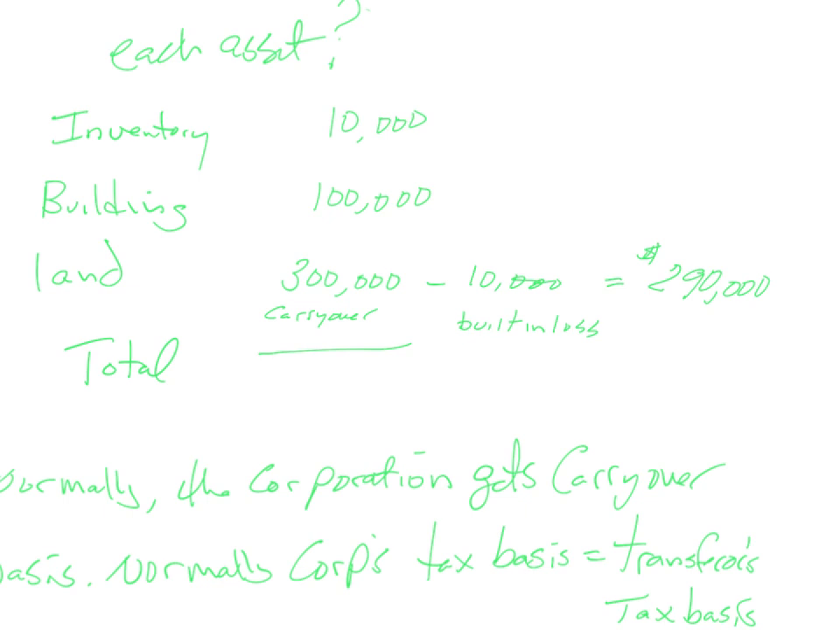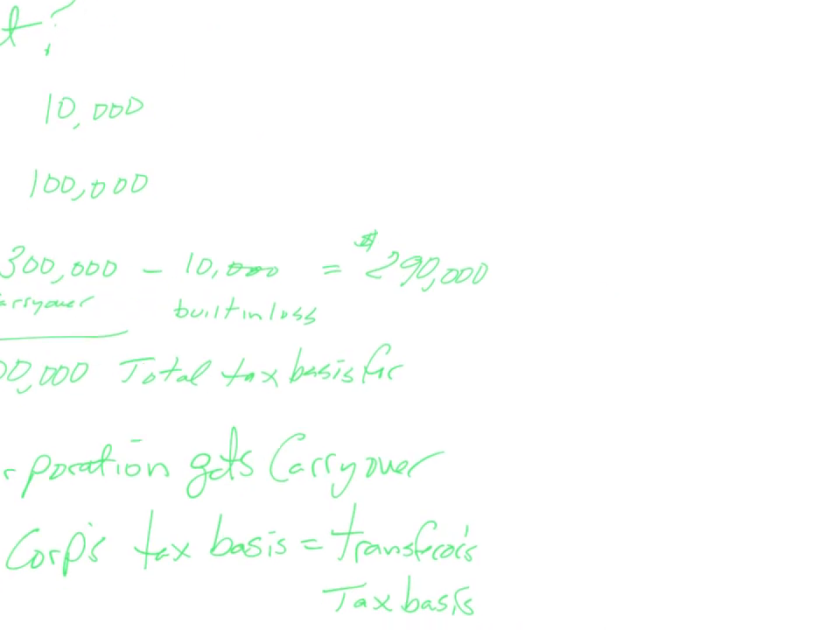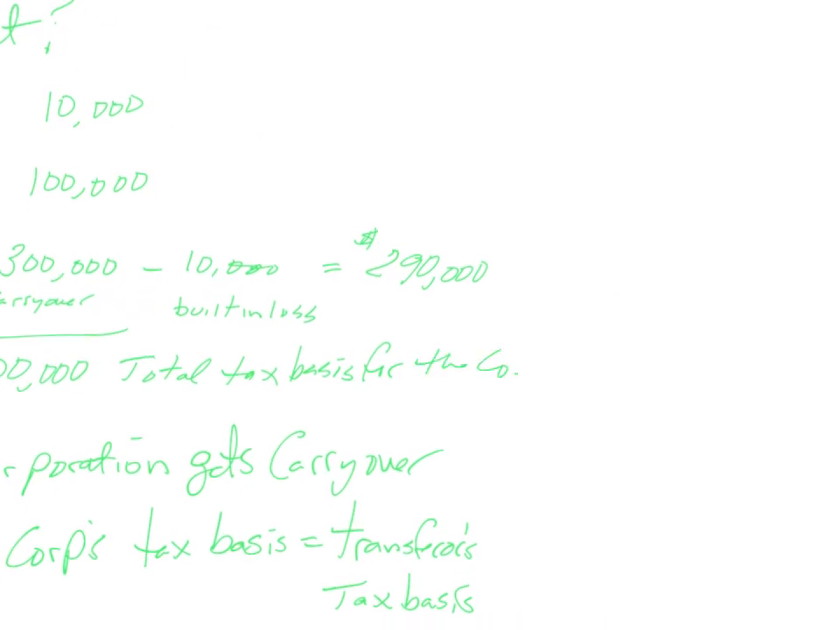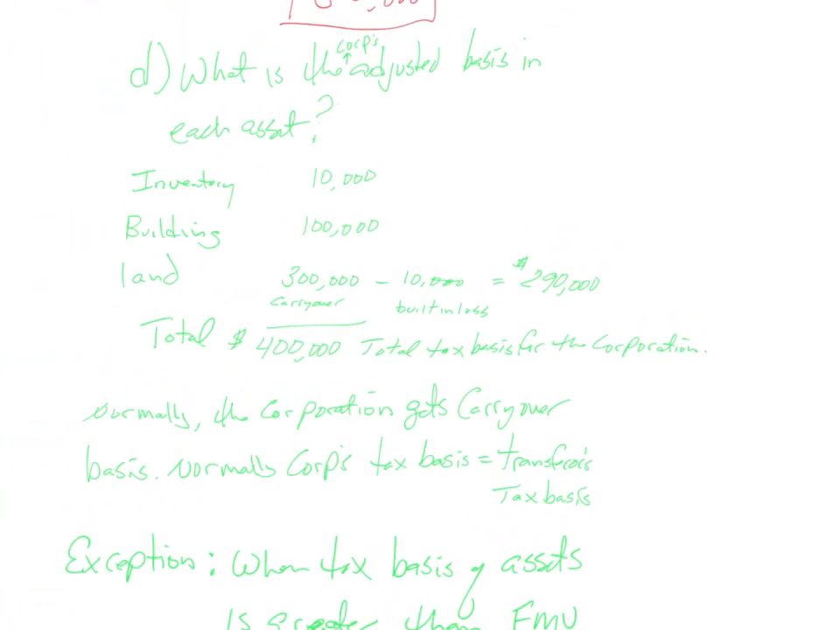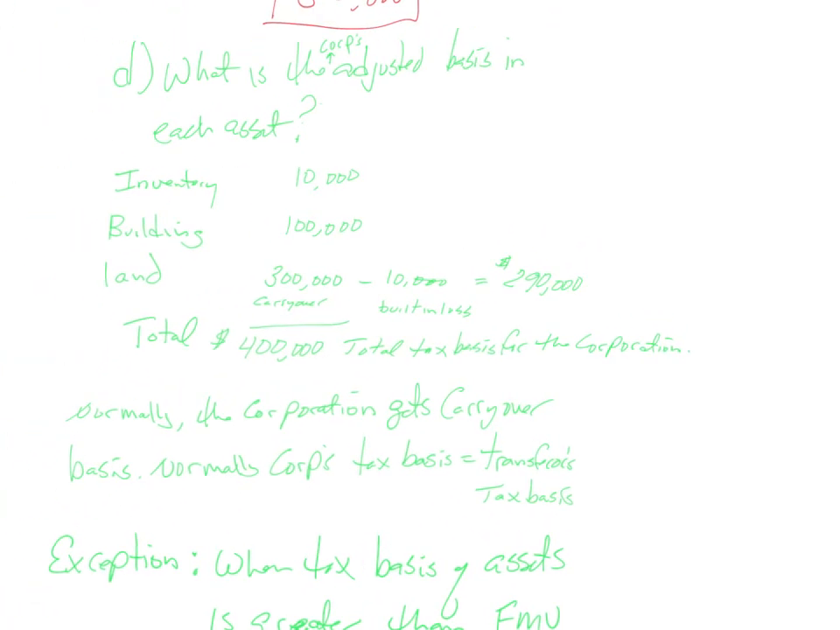So what is our total basis for all of these assets? Well, we just add up the $10,000, the $100,000, and the $290,000. And we get $400,000 of total tax basis for the corporation. All right, so that's parts A through D, and there will be a second video as well.